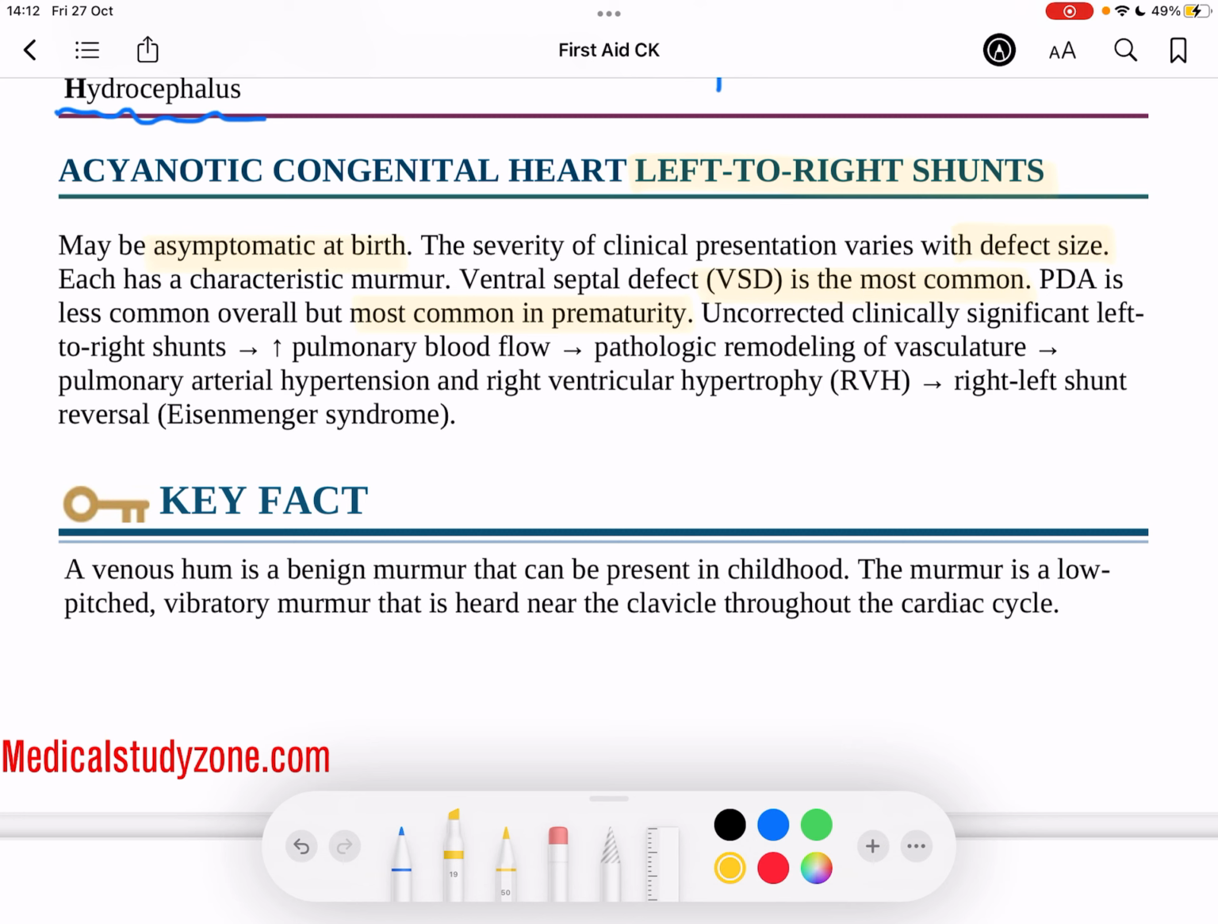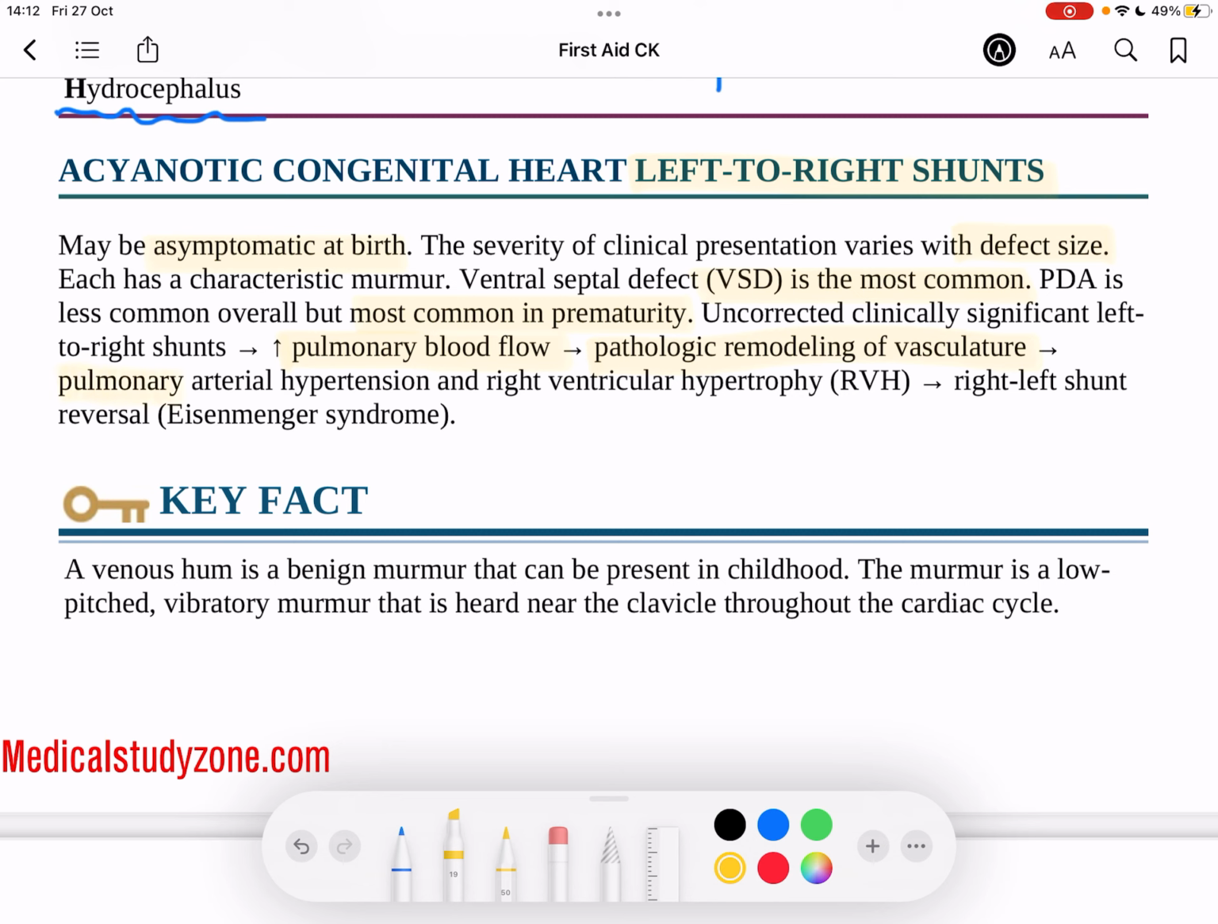Uncorrected clinically significant left to right shunts can cause something called Eisenmenger syndrome. So we end up getting lots of blood going from the left side of the heart into the right side of the heart. That's going to cause a huge increase in pulmonary flow. Over time, we start to get pathological remodeling. This could be pulmonary artery hypertrophy of the muscles and pulmonary artery hyperplasia of the endothelium.